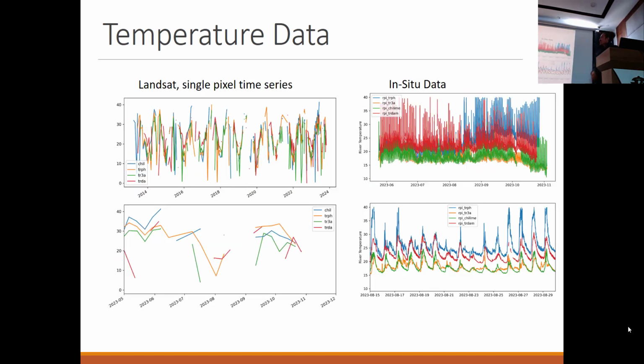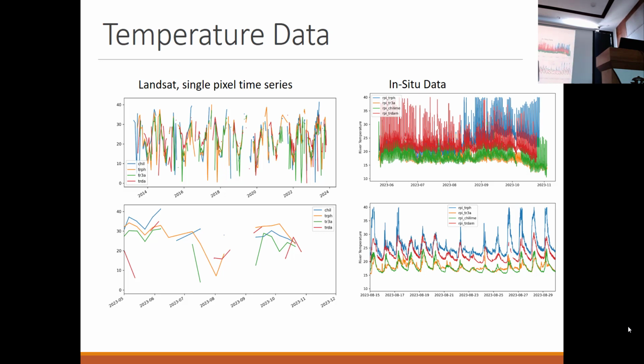Just as a comparison of what this looks like versus satellite data, this is the whole Landsat temperature record for all of our sensors. For the Landsat satellite, you can get the temperature of a surface, and if I just pick out the water area right by our sensors, I can get basically all our different temperature data from 2014 to 2024. However, it's really, really sparse.